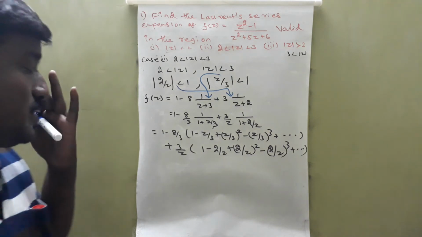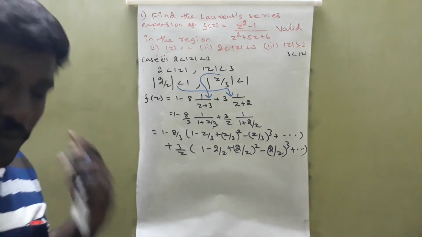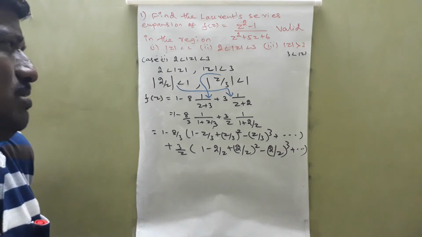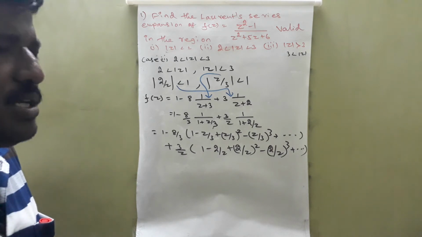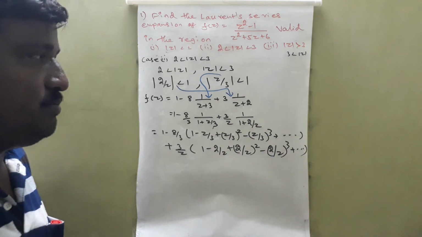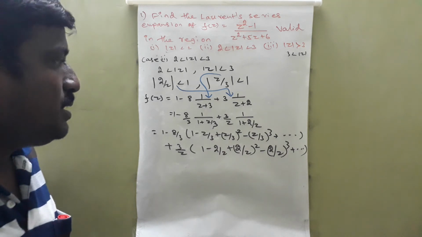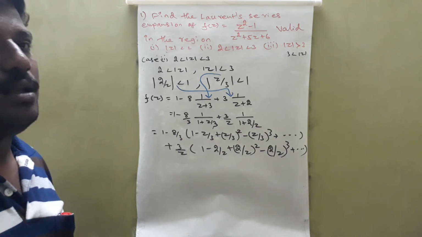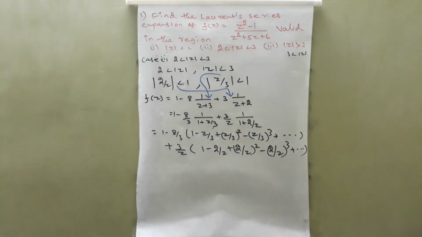So this is the easiest problem in unit 4. When you observe the condition, whichever term is in the denominator, you have to take it outside. That's all. Thank you. So now we are going to see the next problem in Laurent series expansion.